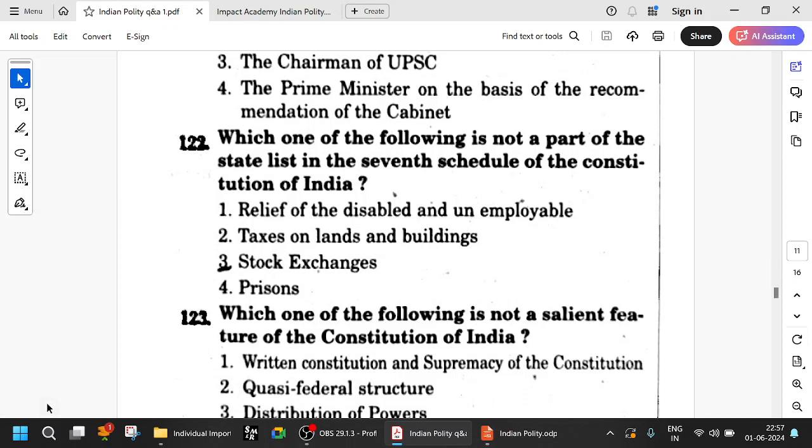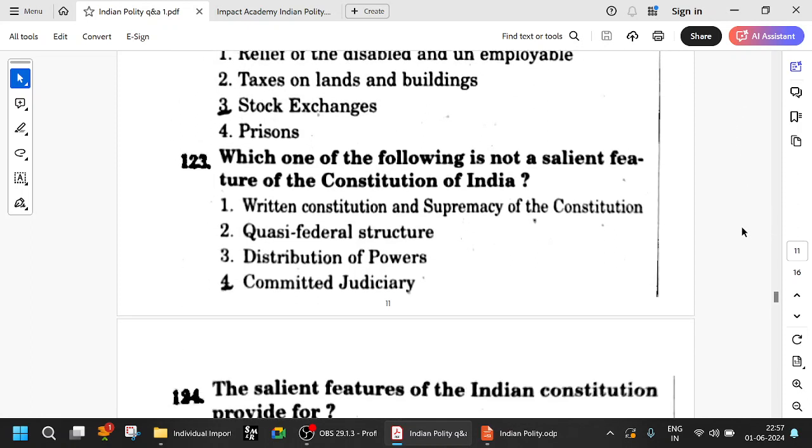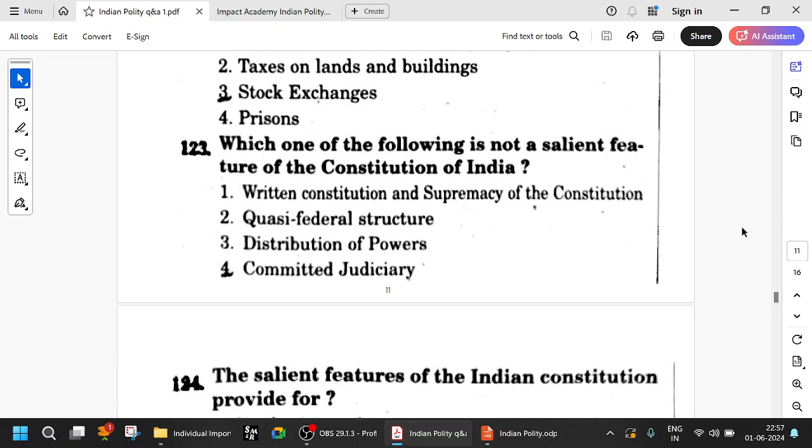Okay. Next, if you look at 123rd question, which of the following is not a salient feature of the Constitution? So, written Constitution, true, distribution of powers, Schedule 7, committed judiciary. So, we have a unified judiciary. So, among these options, a committed judiciary. There is no such thing as committed judiciary.